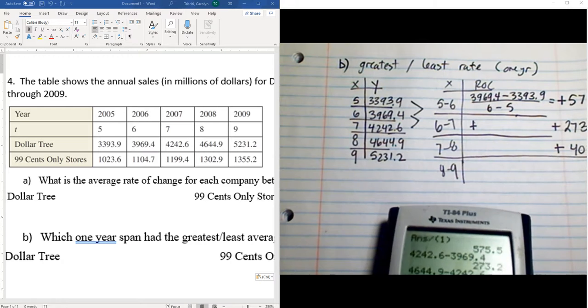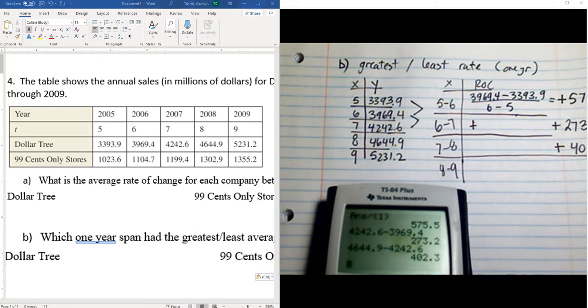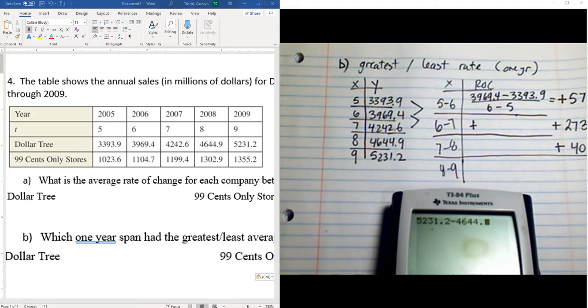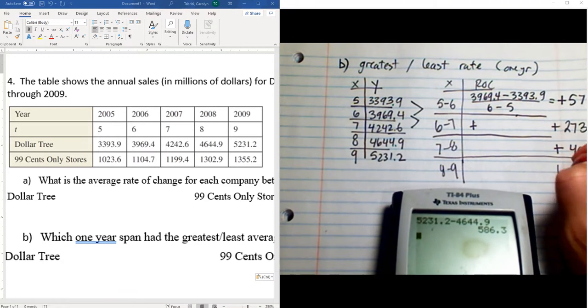Yeah, by hand is a little bit slow and a little bit tedious. I agree. Which is why I'm also going to show you how to do this in the computer. Right, 5231.2 minus.